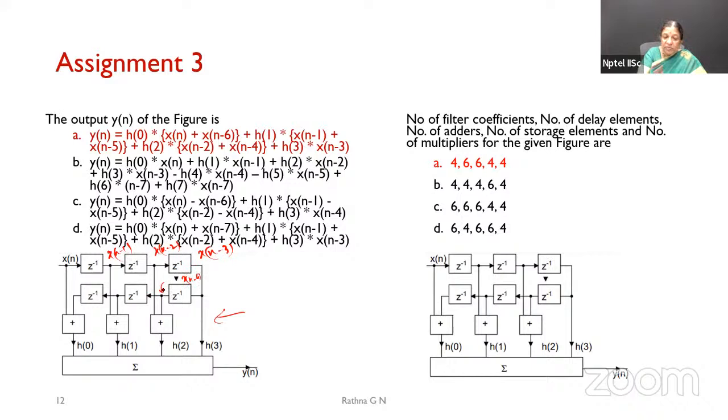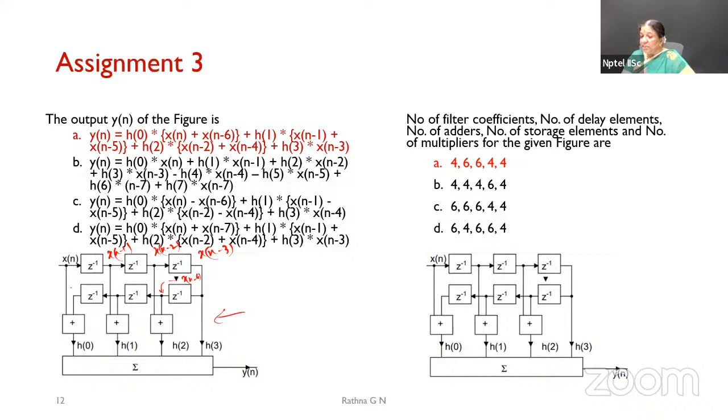Output of this. Okay. So same x of n minus 5, x of n minus 6. So when you do the thing, the first answer is the correct answer. So number of filter coefficients, number of delay elements, number of adders, number of storage elements, and number of multipliers for the given figure are, what is it? So you can count how many adders I have.